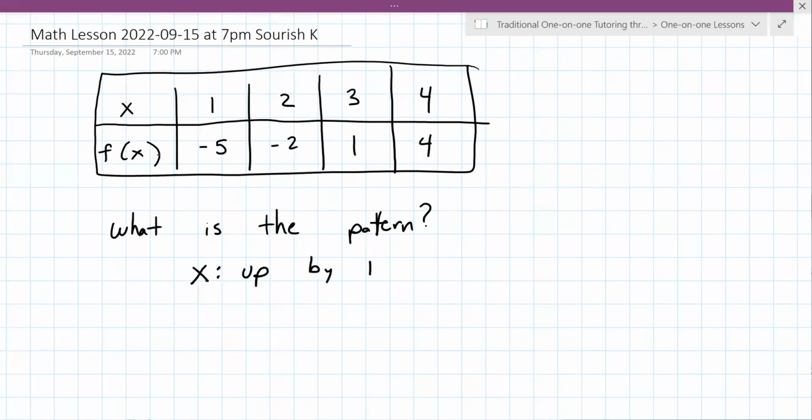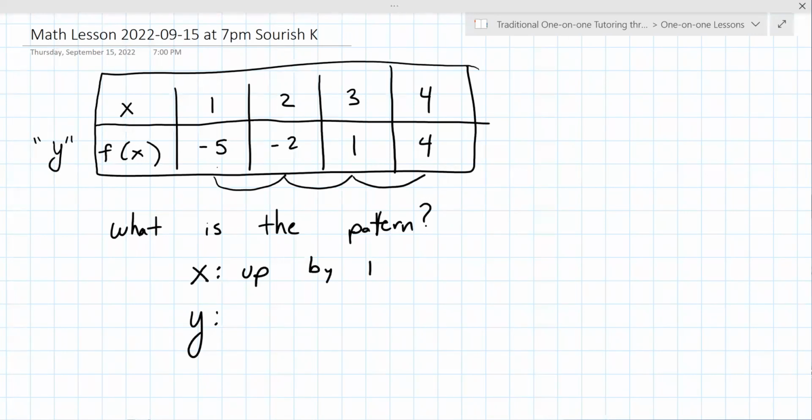Now you can think of this next row as y. What is y going up or down by? Up and down by x. So look at from minus 5 to minus 2, or minus 2 to positive 1, or 1 to 4. What is the pattern? What do you see? Are the numbers getting bigger or are they getting smaller? They're getting smaller. Are you sure?